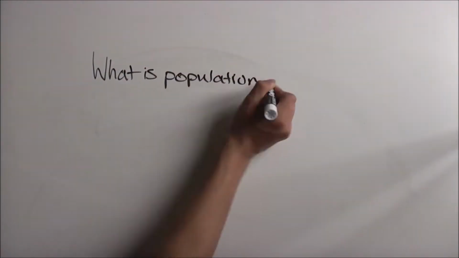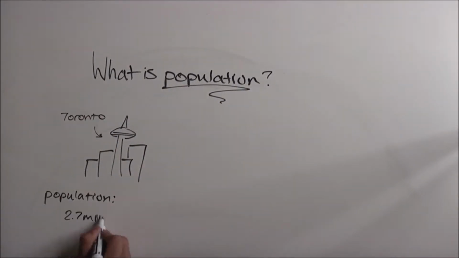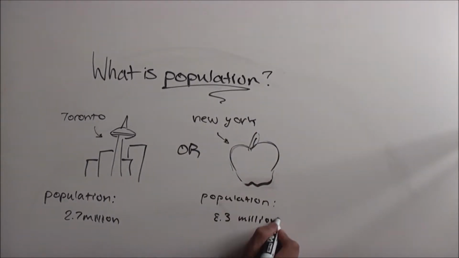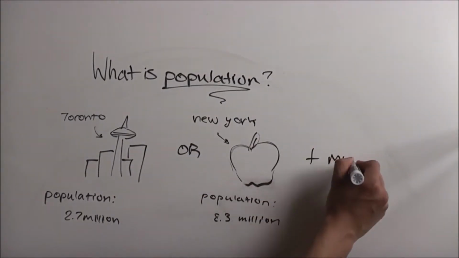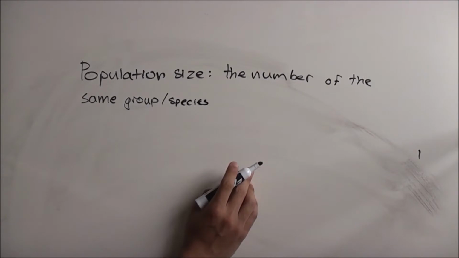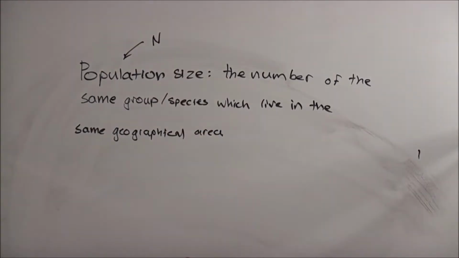So what exactly is population? When we think of population, we usually imagine cities such as Toronto with a population of 2.7 million or New York with a population of 8.3 million. And we know that population is much more than just humans. Population size is the number of all organisms of the same group or species which live in a particular geographical area. We can represent this number with a variable n.